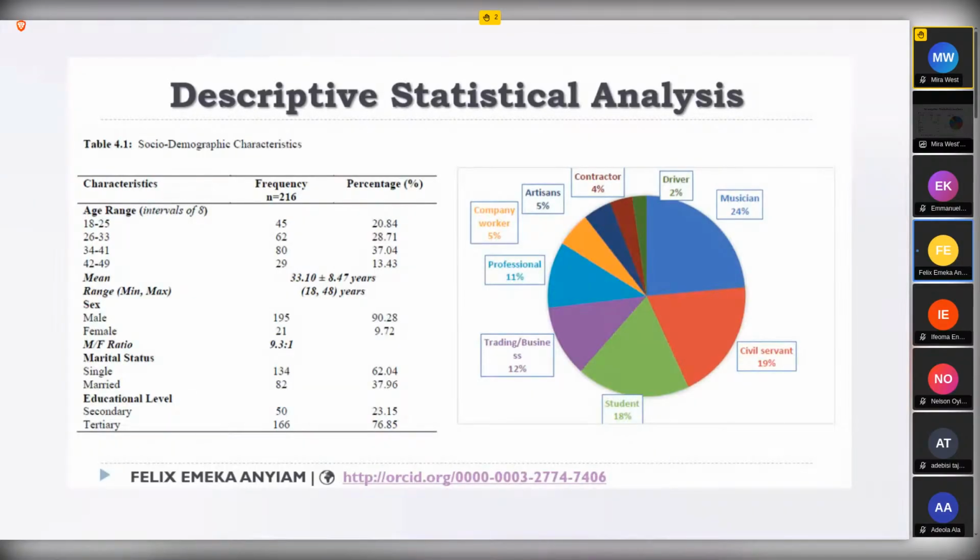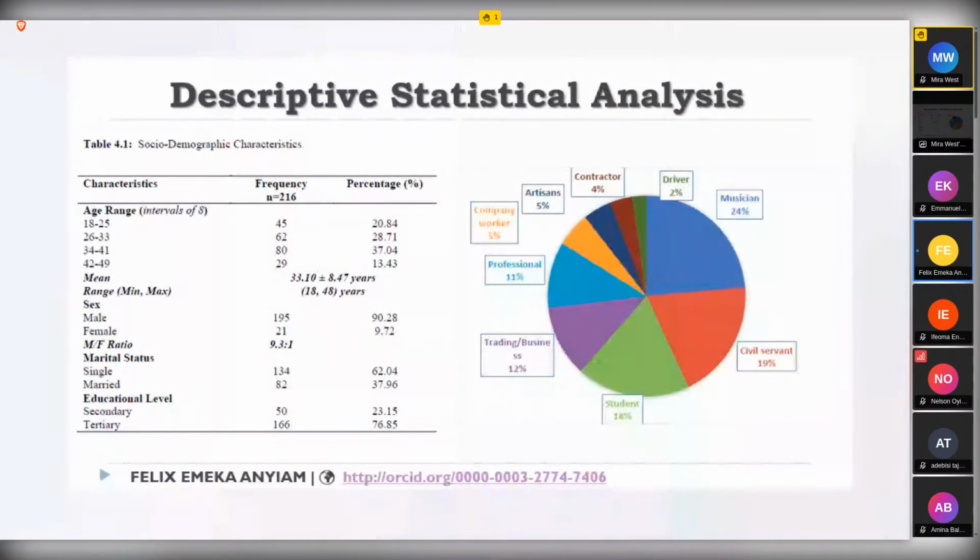So how did we get the first percentage, which is 20.84? You do 45 times 100 divided by 216, or 45 divided by 216 times 100. That would give you 20.84. 62 divided by 216, which is the overall population of the research sample, times 100 will give you 28.71. So that's how the percentages were calculated.